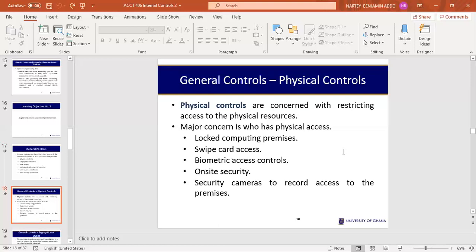If you go to the BAM library, there's a research commons, for example, and you only enter if you have registered biometrically and the system can identify you. Then we have security personnel and security cameras to record access to the premises. Some have just installed cameras around, so they don't need anybody there. But if you come, it will record everything, who is entering the place and so on.